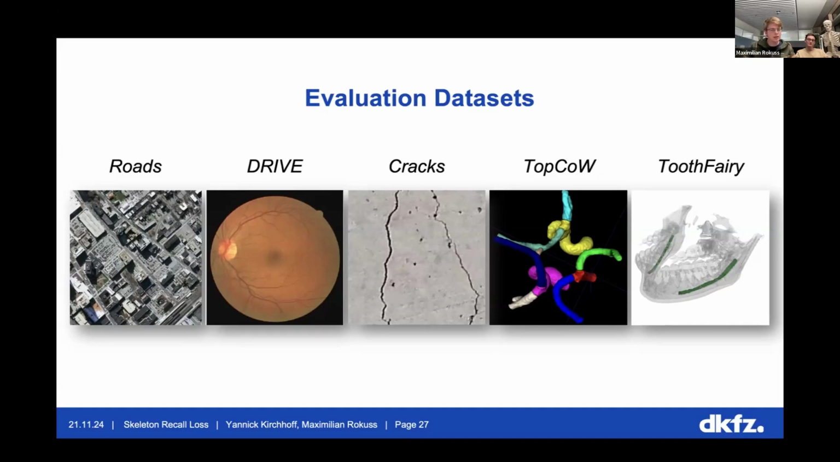And then finally, ToothFairy, and that was about segmentation of the inferior alveolar canal, so basically a nerve in your jaw, and that was on 3D CBCT images.